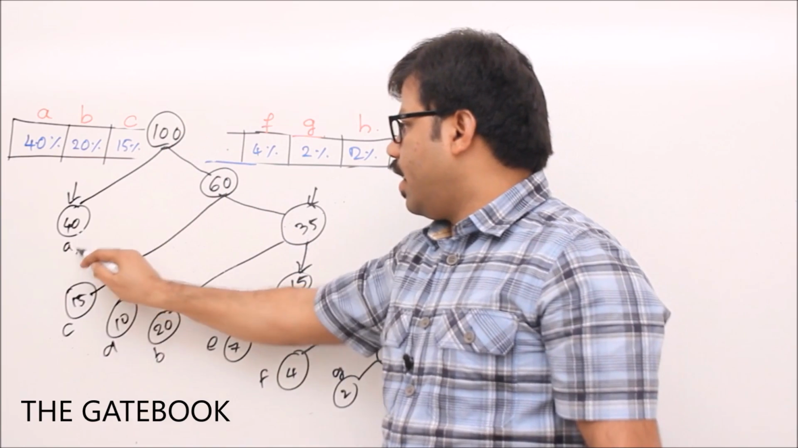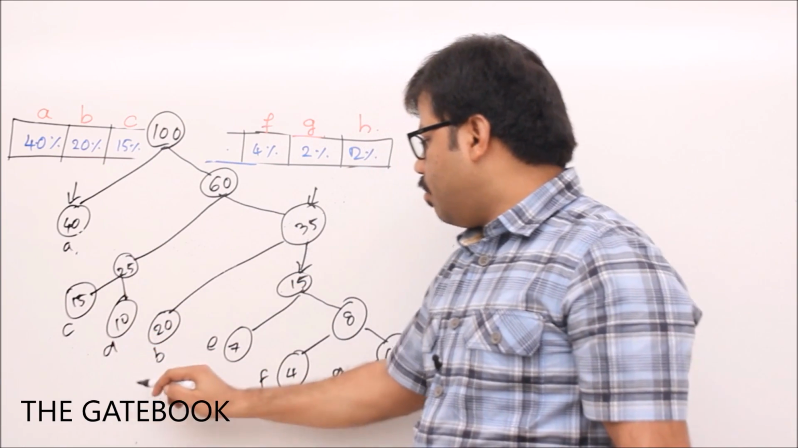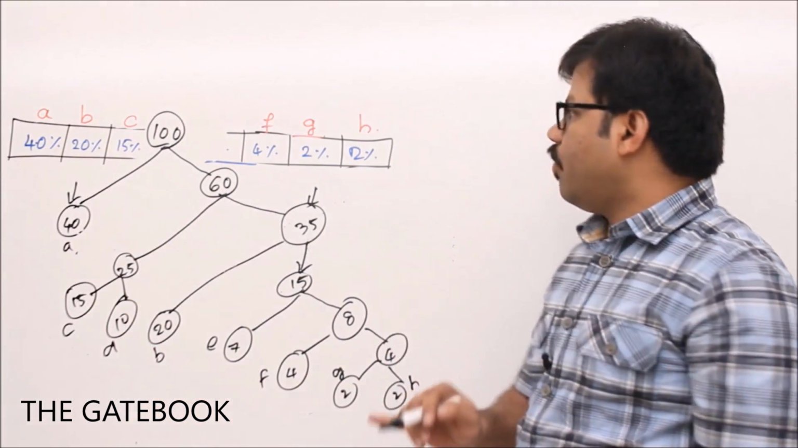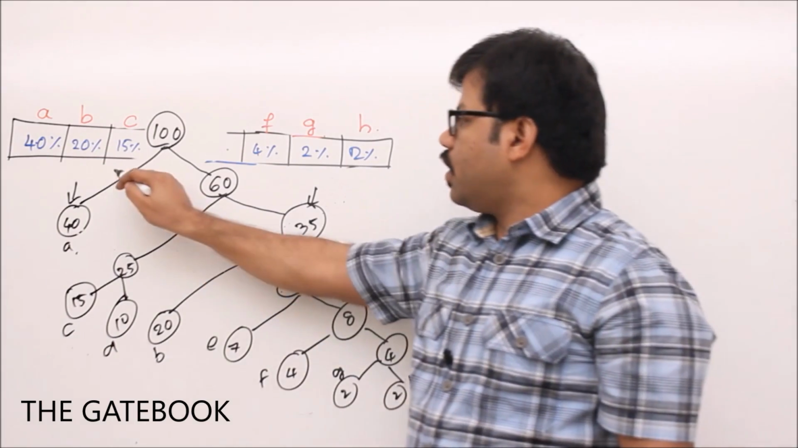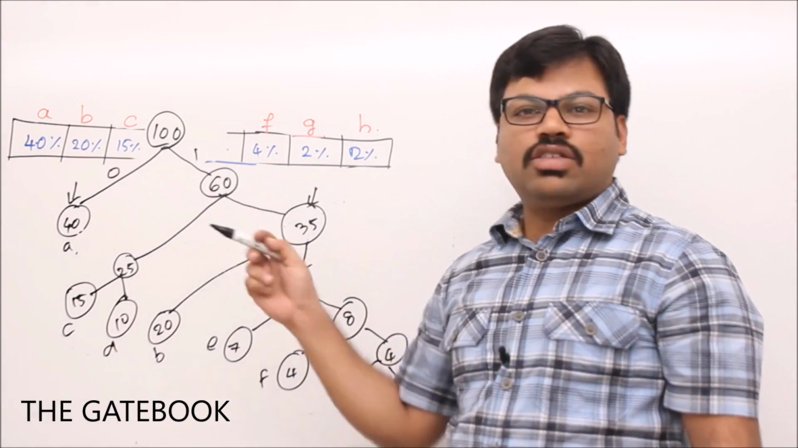Now see character A here, then C here, D here, B here, E, F, G, H. Now we'll try to generate the code. Left side 0, right side 1. That is also a convention.